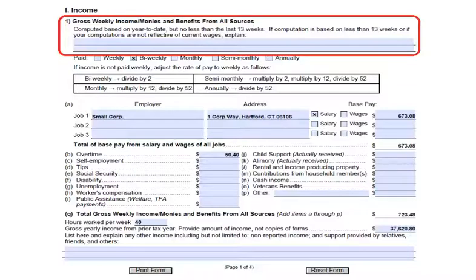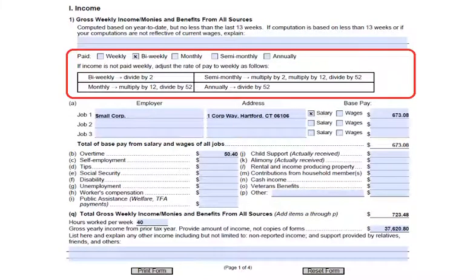On the next line, the form asks on what basis you are paid: weekly, bi-weekly, or every other week, monthly, semi-monthly, or twice a month, or annually, once a year. Check the box before the basis on which you are paid. Since the form calculates using weekly pay, below this line are instructions on how to multiply and/or divide your pay to determine your weekly pay for filling in the rest of the form.